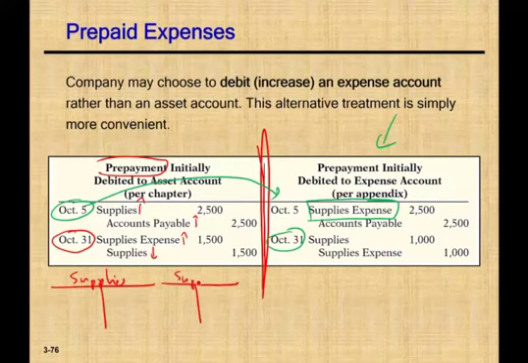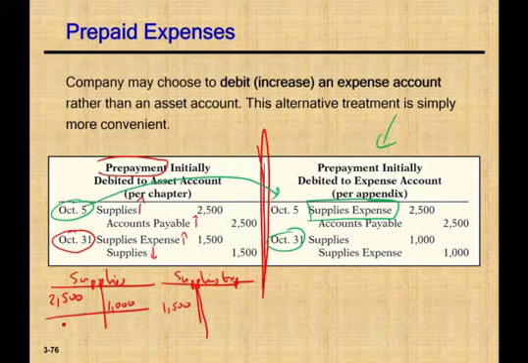And this is your supplies expense. Initially, you bought the supplies and you put in the supplies account 2,500. Then when you made the adjustment, you debited supplies expense 1,500 and you credited supplies 1,000, and you still have supplies of 1,000 as the balance, and your supplies expense is 1,500.